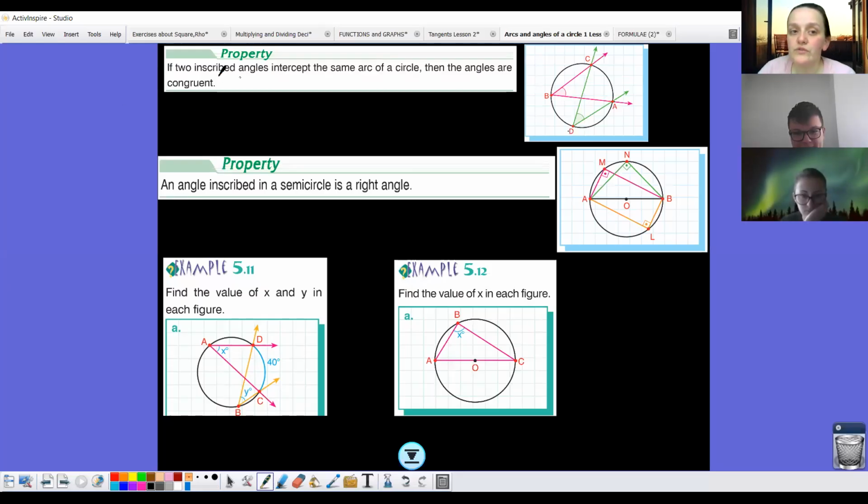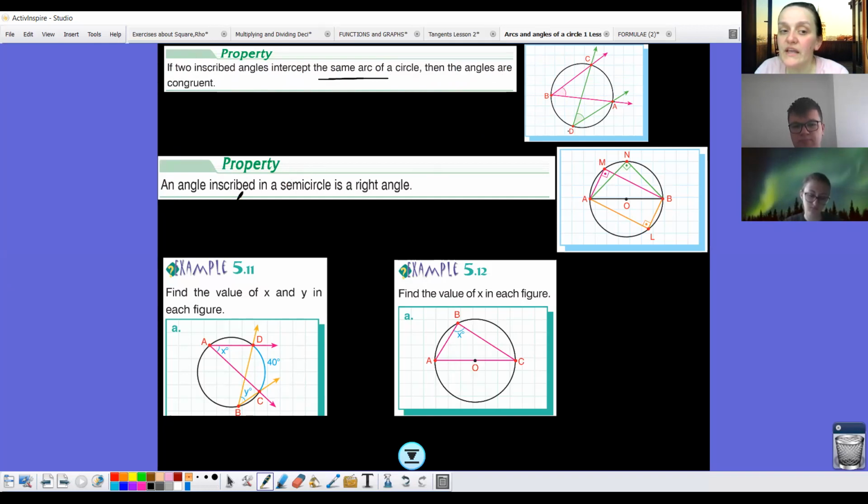So again, one more time, property. This property says that if two inscribed angles intercept the same arc, then the angles are congruent. You can see here, they are intercepting the same part of the arc. So because of that, the measure of angle B and the measure of angle D is the same, okay?